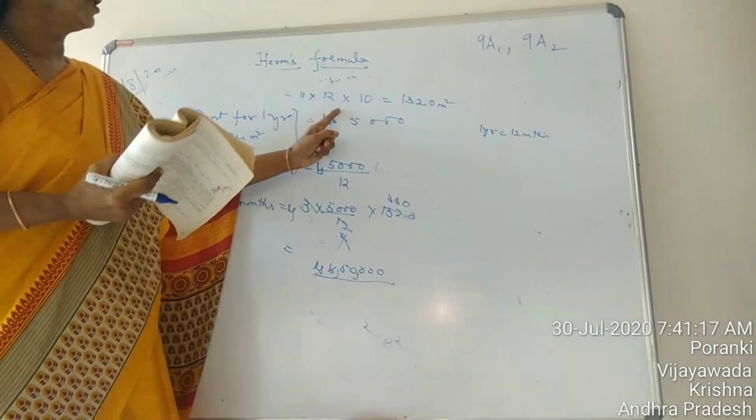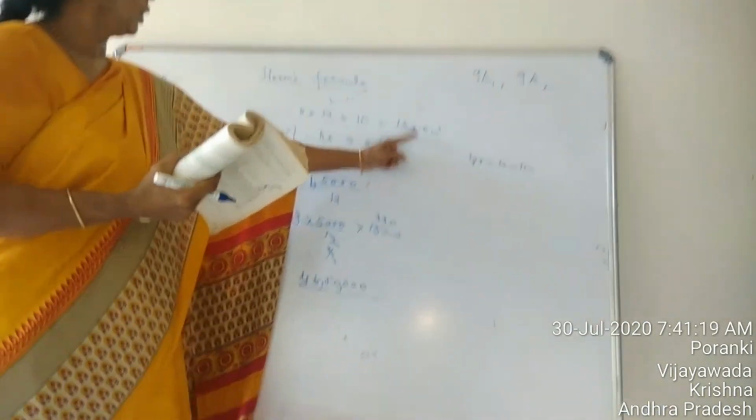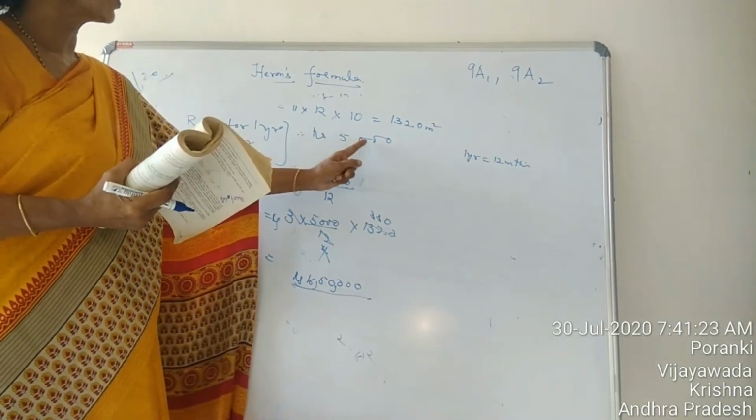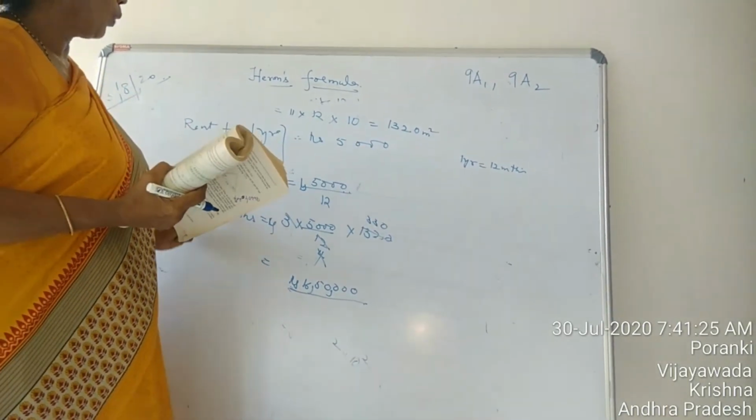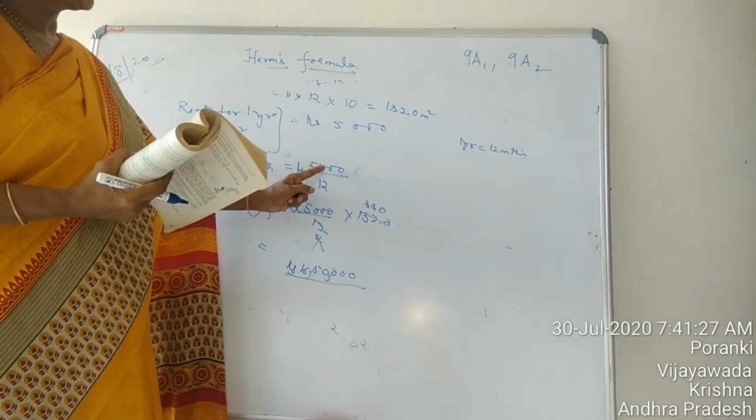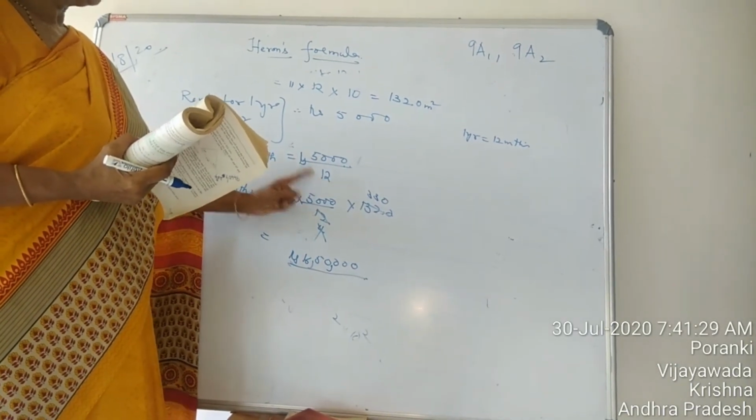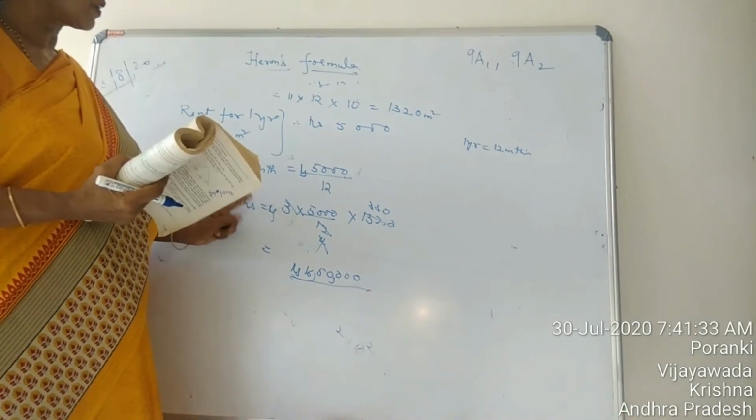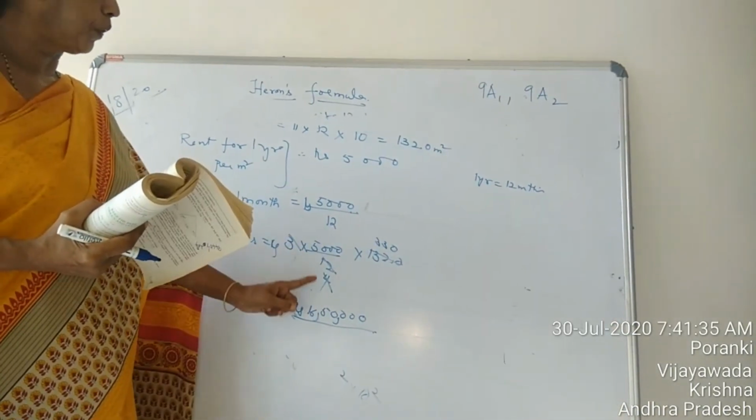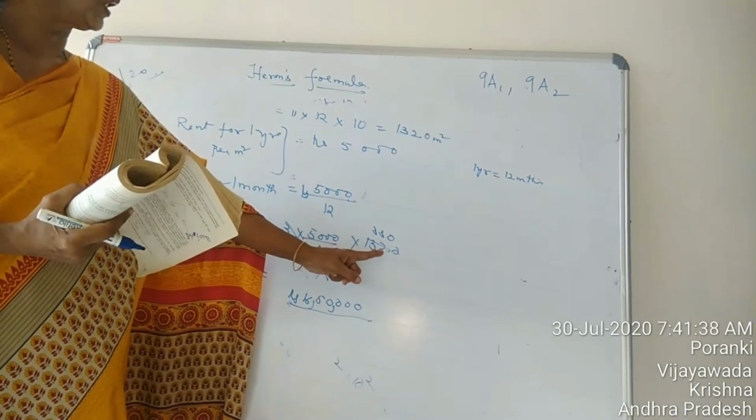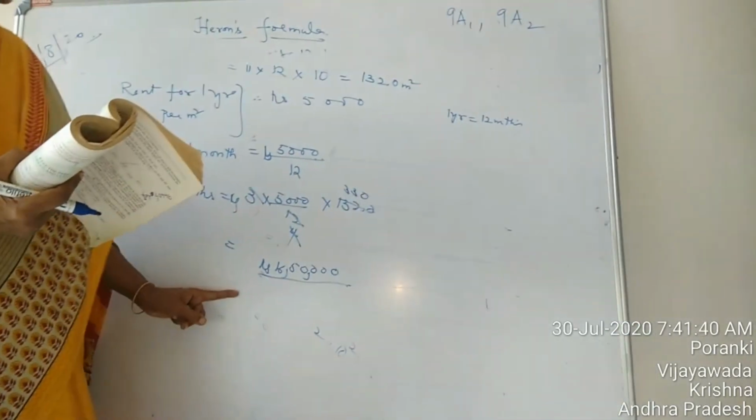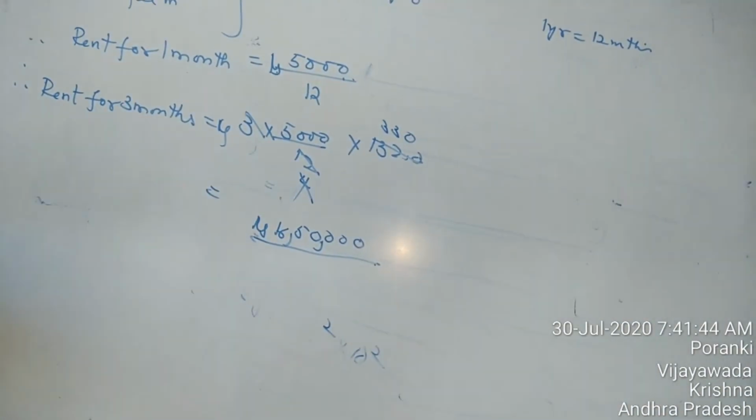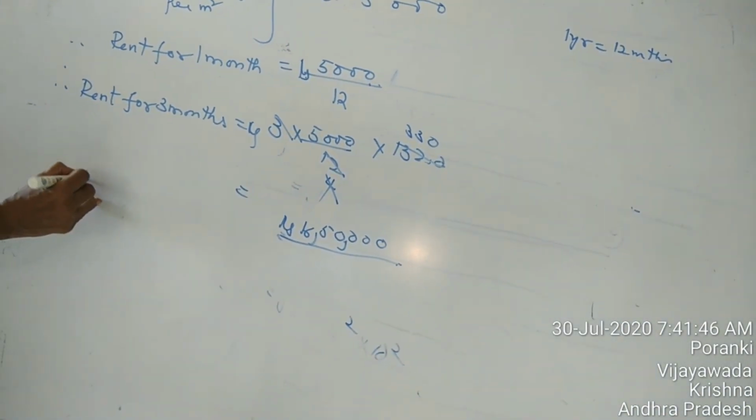You have got the area of the signal board, children. They have given the rent for 1 year. The rent for 1 year is rupees 5,000. So 1 month rent is what? 5,000 by 12. Now they have asked you to calculate the rent for 3 months. That is 3 into 5,000 by 12 into 1320. So after cancellation, your answer is 16,50,000. I hope you have followed, children.